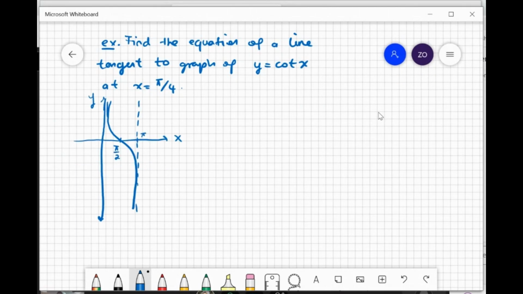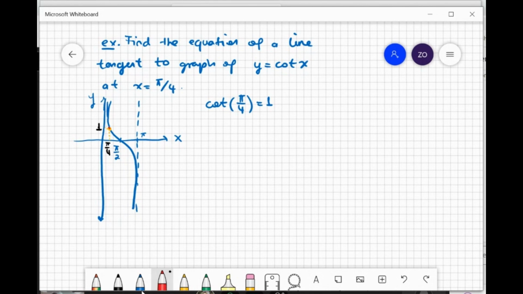Okay, at x equals 0 and at x equals pi, it has a vertical asymptote. You can evaluate cotangent of pi over 4, and you can see it's equal to 1. So let's say it is somewhere here, at pi over 4, the function value is 1.